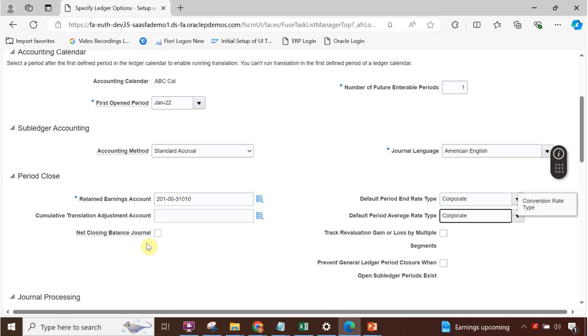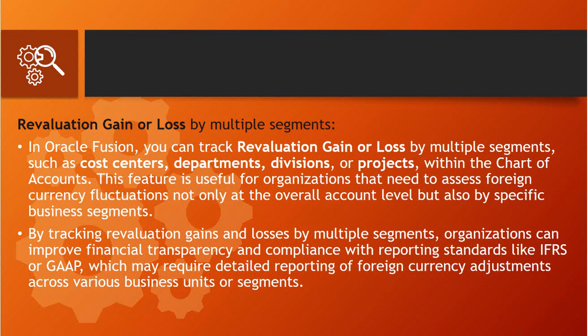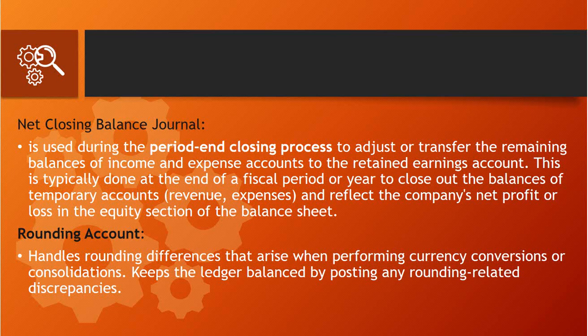Now next is net closing balance general. It is used during the period-end closing process to adjust or transfer the remaining balances of income and expense accounts to the retained earnings account. This is typically done at the end of a fiscal period or year to close out the balances of temporary accounts, revenue and expenses, and reflect the company's net profit or loss in the equity section of the balance sheet.